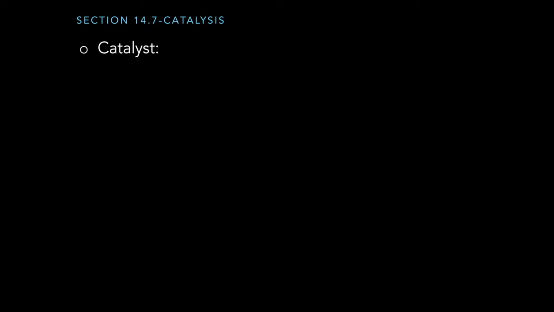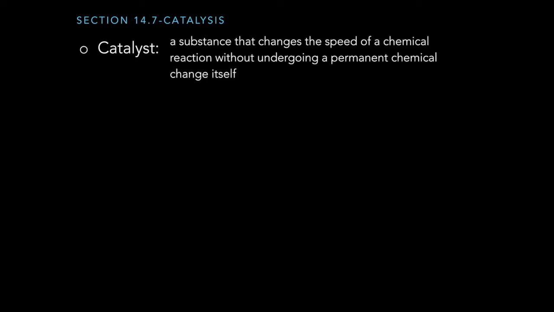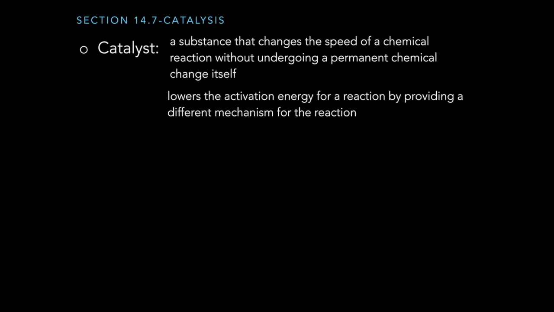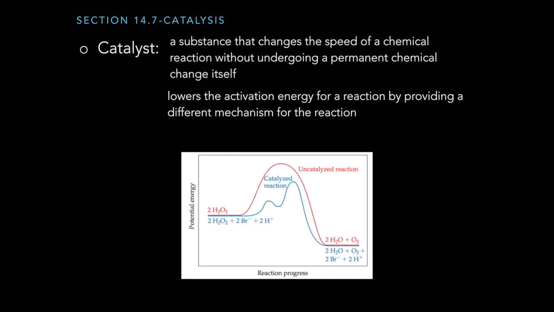Now, the last thing that I'm going to go over in this lesson is catalysts. A catalyst is a substance that changes the speed of a chemical reaction without undergoing a permanent chemical change itself. And the way that they do that, catalysts lower the activation energy for a reaction by providing a different mechanism for the reaction. So as you can see in this graph, the red represents an uncatalyzed reaction. And so what a catalyst does is it provides another way for a reaction to occur. And ultimately, by providing another mechanism, it lowers the activation energy.